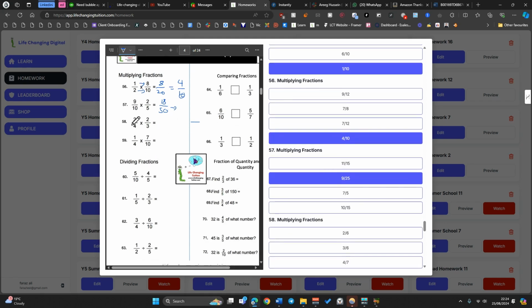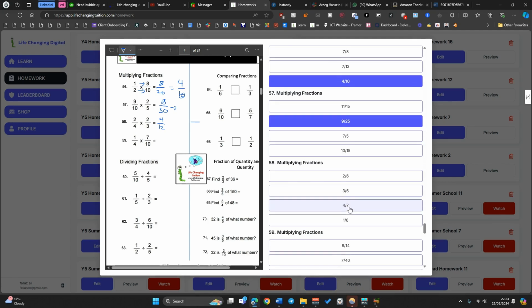Question 58. 4 for the top, and 4 times 3 is 12 over here. And now we can simplify that again. So 4 goes into 4 once, and 4 goes into 12 3 times, so 1 over 3. Okay, 1 over 3 isn't here. What looks like it is here is actually 2 over 6, which is again the same thing.